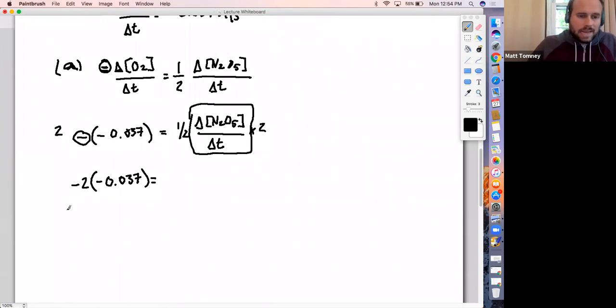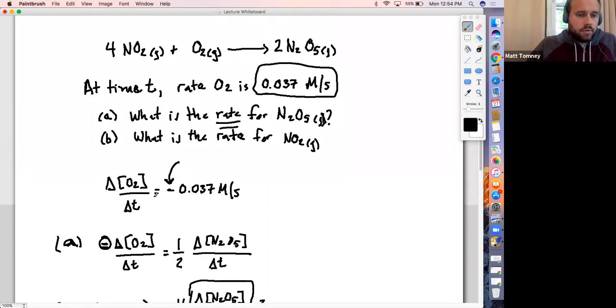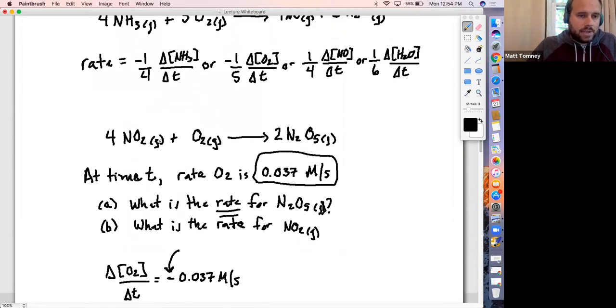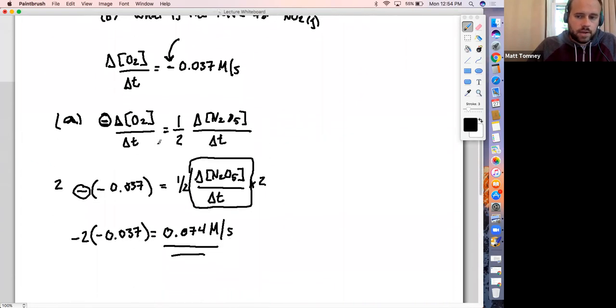So I take -2 times -0.037 and I get positive 0.074 molarity per second. And this makes sense because this value should be positive. It's a product. So I should see an increase in the product over that time period. Now, the next answer I see for B should be negative. And that's because when I look at this, it says, what is the rate for the NO2 gas? The NO2 gas is a reactant. I expect it to be depleted over time. So this is going to have to end up as a negative value as far as the rate is concerned.